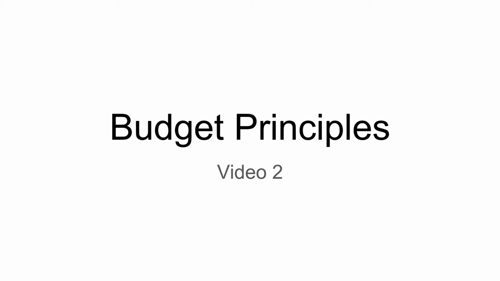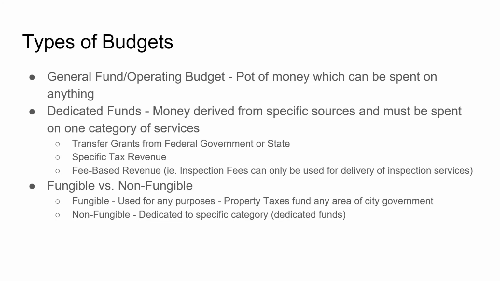Okay, in this video, we're going to look at the principles of budgeting. What are the mechanics? There are two different things to look at. There's the general fund, also known as the operating budget, and this is the pot of money that can be spent on anything. And this portion of the budget is actually kind of small compared to the other dedicated funds.